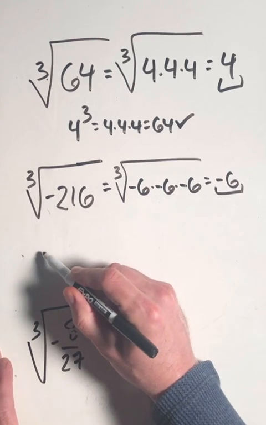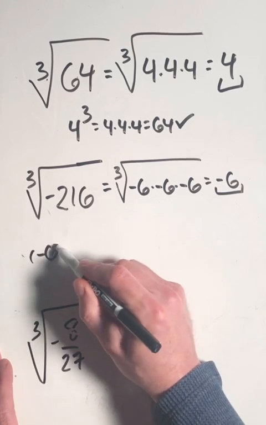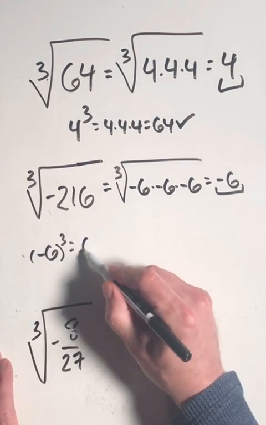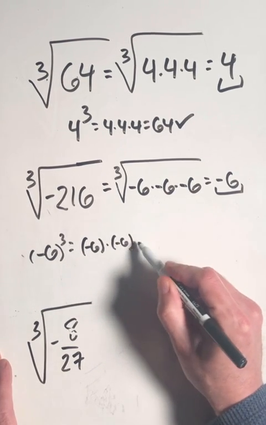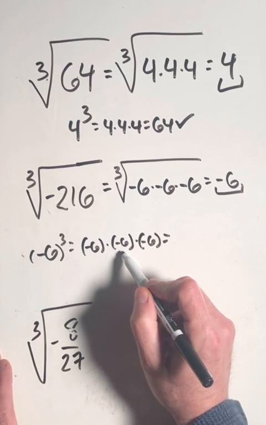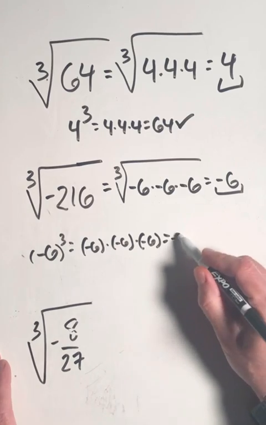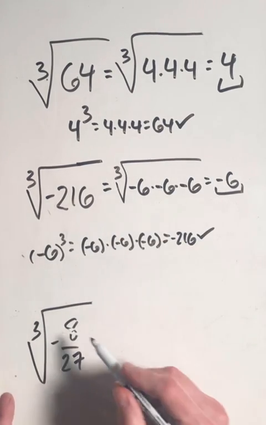The way I check that is by taking that negative 6, again it is the entire base, so I can put it in parentheses here, and raise it to the power of the index. So I could have negative 6 times negative 6 times negative 6. Negative 6 times negative 6 is positive 36. 36 times negative 6 would be negative 216. That was my original radicand, so I know that I am correct.